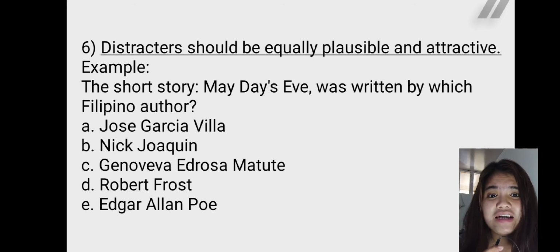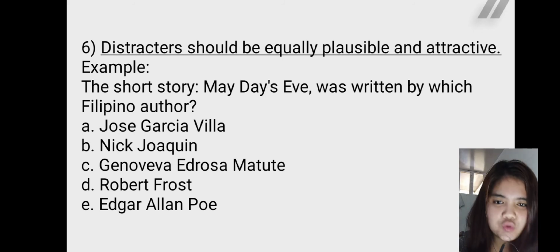In this particular instance, only the first three carry the burden of the entire item, since the last two can be essentially disregarded by the students.